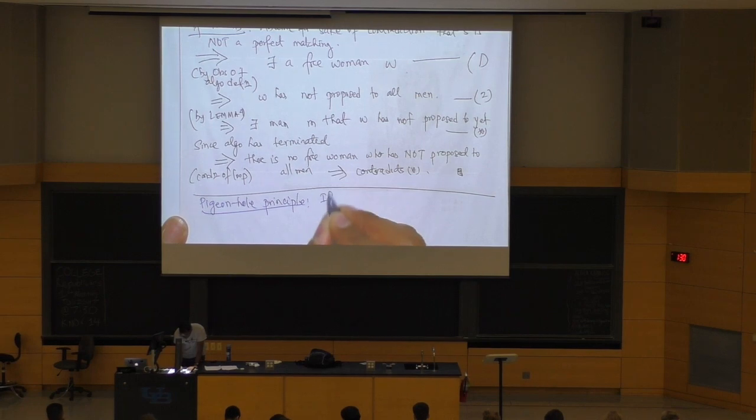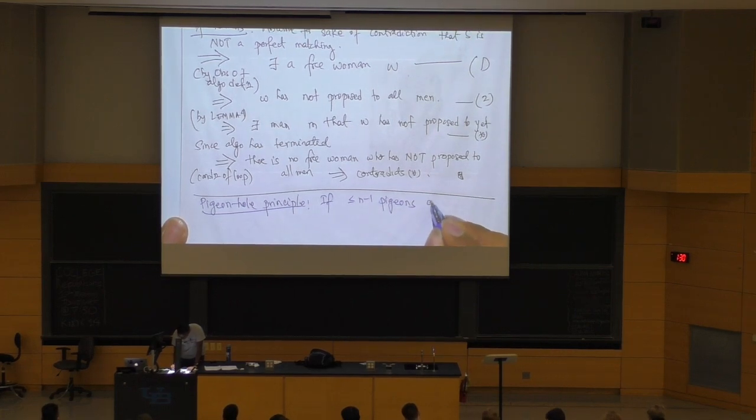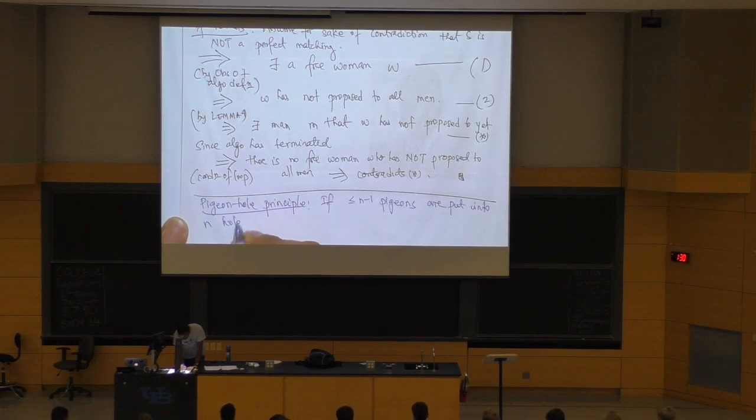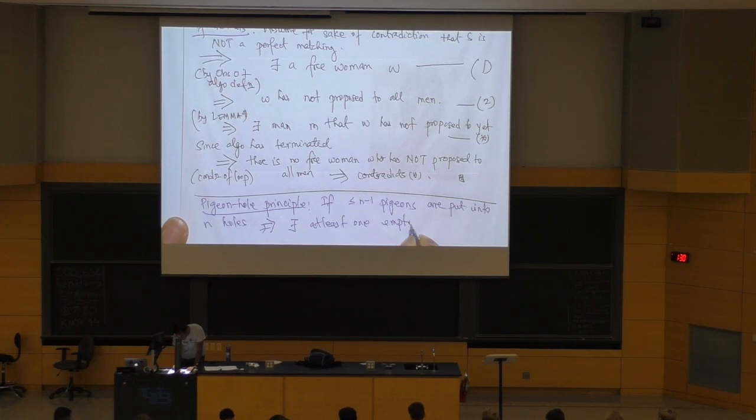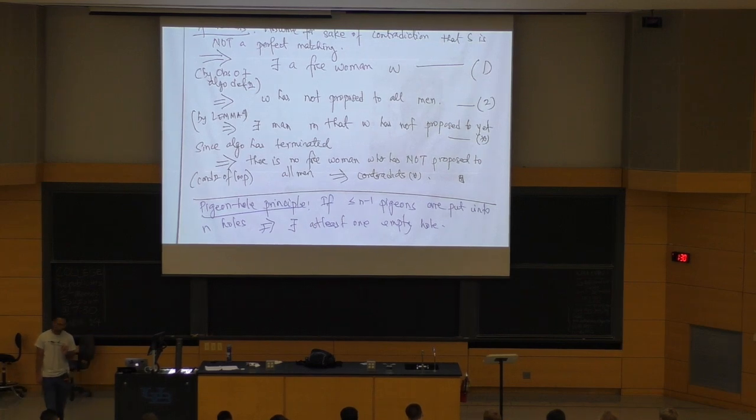Okay, so what this says is, if at most n-1 pigeons are put into n holes, then that implies there exists at least one empty hole. So all the holes are empty to begin with. There are n holes. You're trying to put in at most n-1 pigeons. You can stuff in more than one pigeon in one hole if you wanted to, but the point is, no matter how you assign pigeons to holes, there will be at least one empty hole left. Okay?